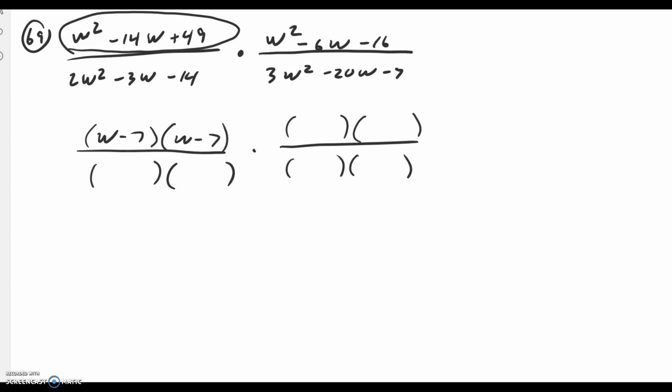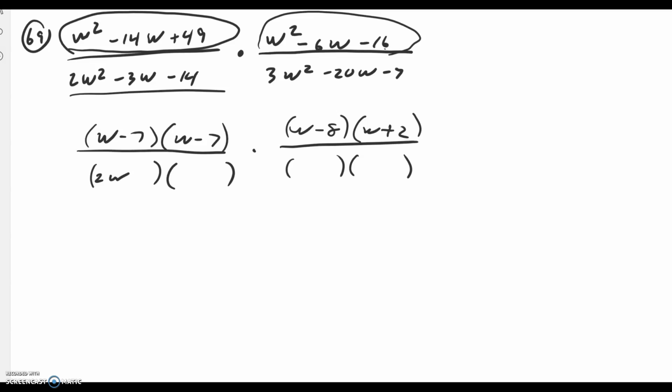So now, what do we hope on? Well, this is probably the next easiest one. We need two numbers that multiply together to get negative 16 and add together to get negative 6. And that is minus 8 and positive 2. So we have w minus 8 times w plus 2. That wasn't too bad. Now let's go to this one.